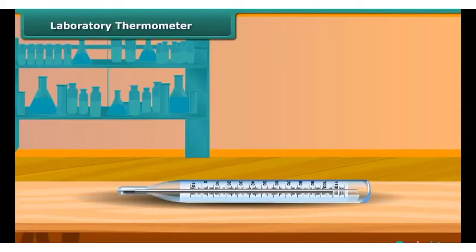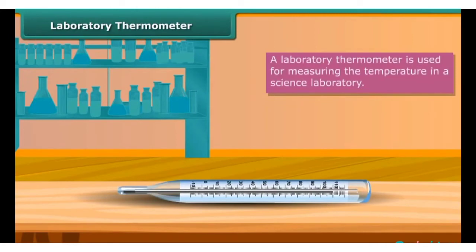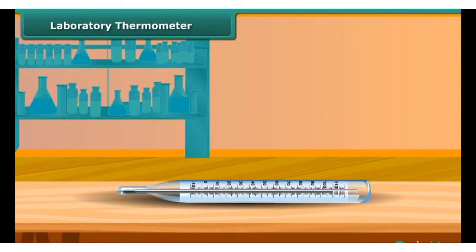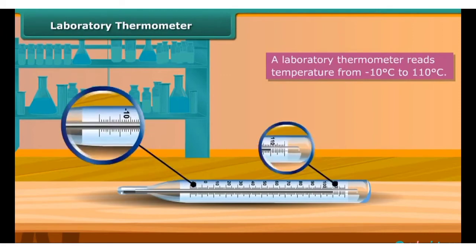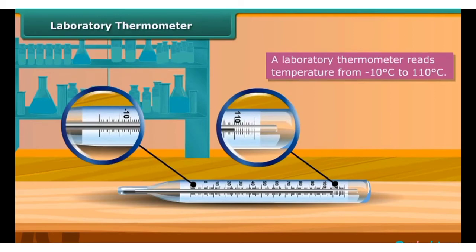Let us discuss the laboratory thermometer. A laboratory thermometer is used for measuring temperature in a science laboratory. It is similar to a clinical thermometer but it is long and narrow. A laboratory thermometer reads temperature from minus 10 degrees Celsius to 110 degrees Celsius.